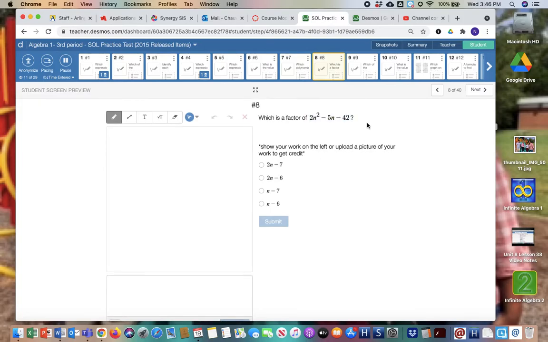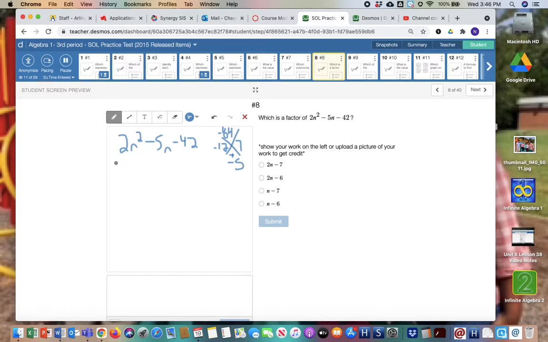Which is a factor of this? So this is a challenging factoring question. You do have to go slow through it and know how to do the factoring. So 2n squared minus 5n minus 42. All right, so what do we do here? It's got to add to this middle term, which is negative 5. Then it's got to multiply to 2 times negative 42, which is negative 84. So you need to come up with two numbers that when you multiply you get negative 84, and when you add you get negative 5. So that should be negative 12 and 7.